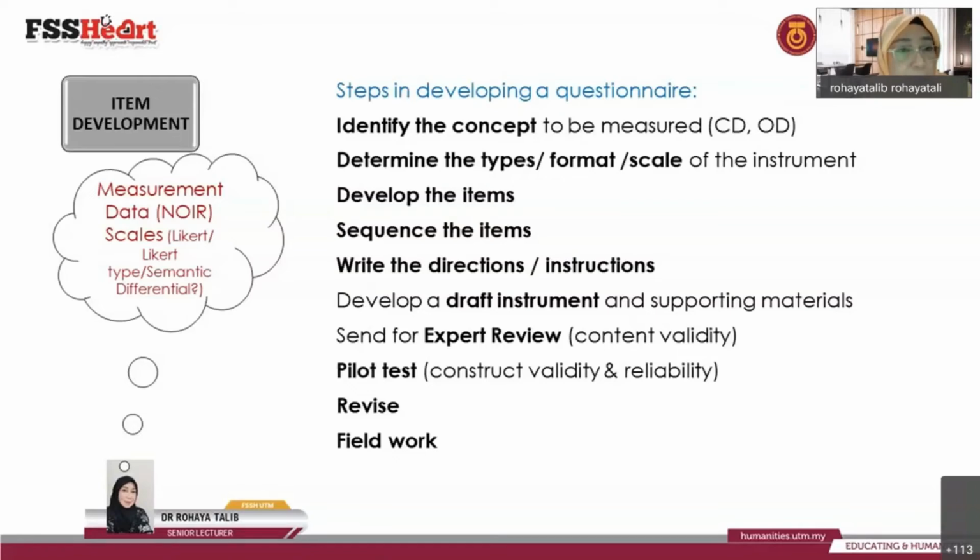Develop a draft instrument and supporting materials and send them for expert review for content validity. Just now, I already told you that content validity is very, very important. Then pilot tests to get the construct validity established and also reliability, and revise again, and only then go to the field work.